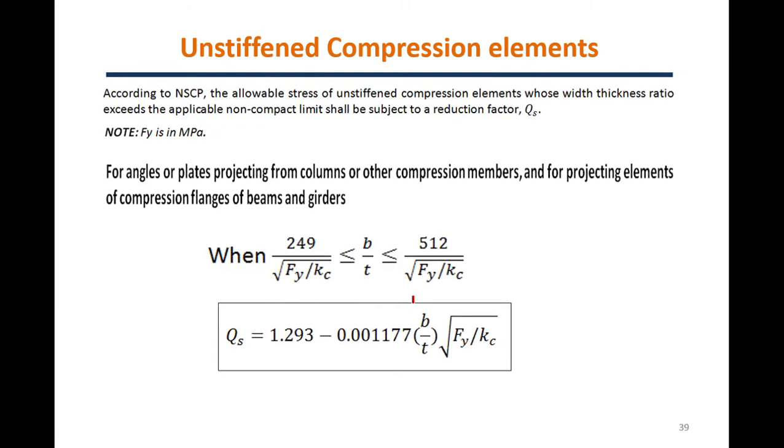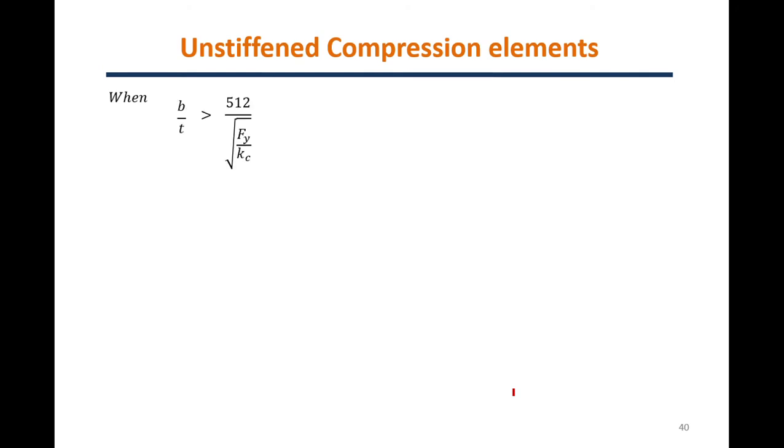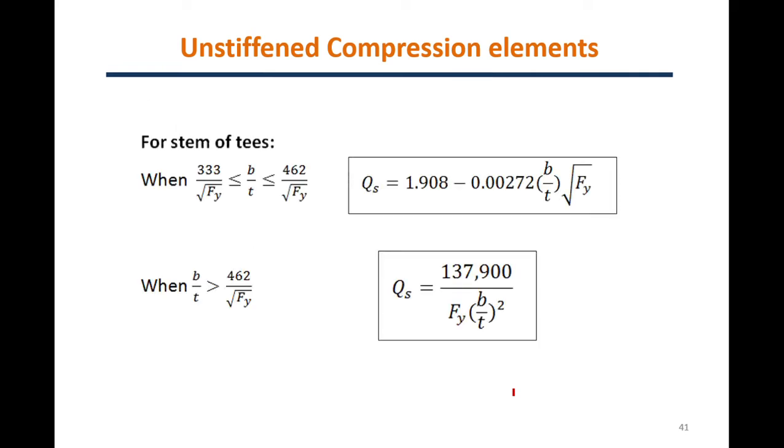Yan. For the angles or plates projecting from columns or other compression members, and projecting elements and compression flange of beams and girders. So, we have to check kung less than. Ito gagamitin natin. Diba? Madali lang. Pero kung ating greater than, yan ang gagamitin natin ng value ng reduction factor. Diba? Okay, for this, time or 2 of this, ganun pa rin. Ito ang gagamitin natin. You have to check according sa code yan. Yan ang mga gagamitin natin. Walang labis, walang kulang. Okay?